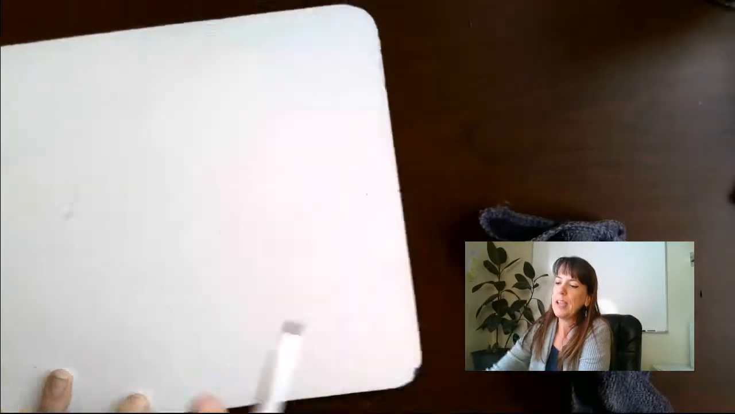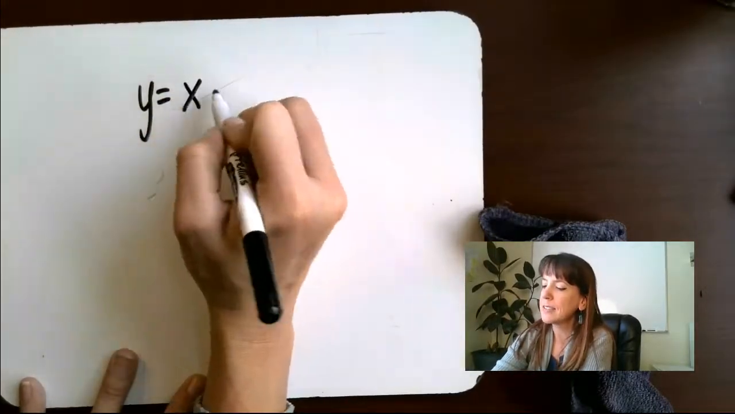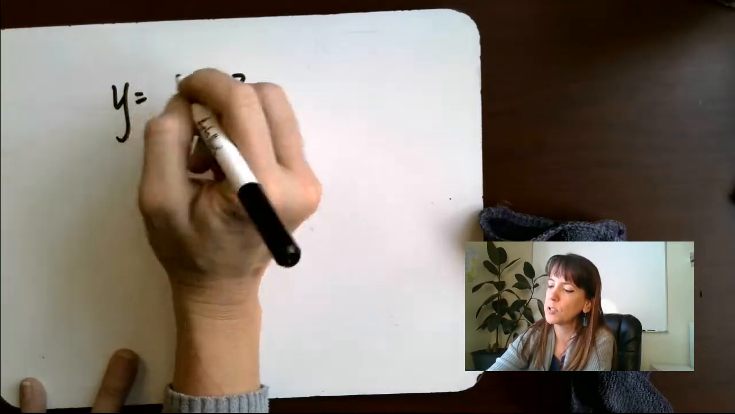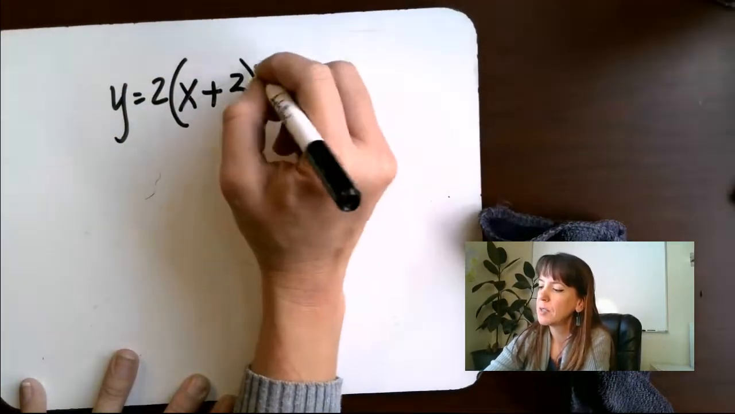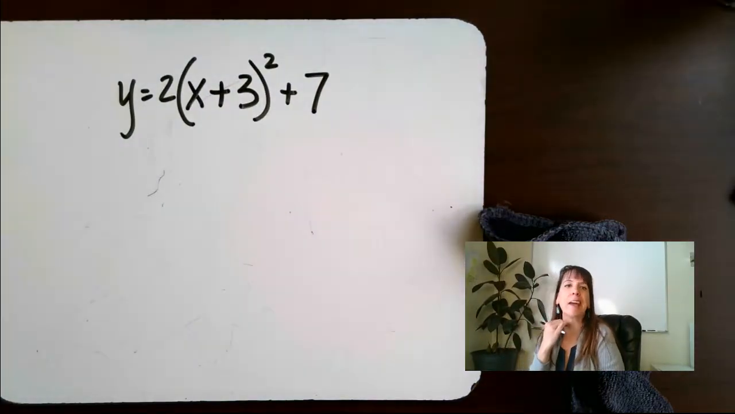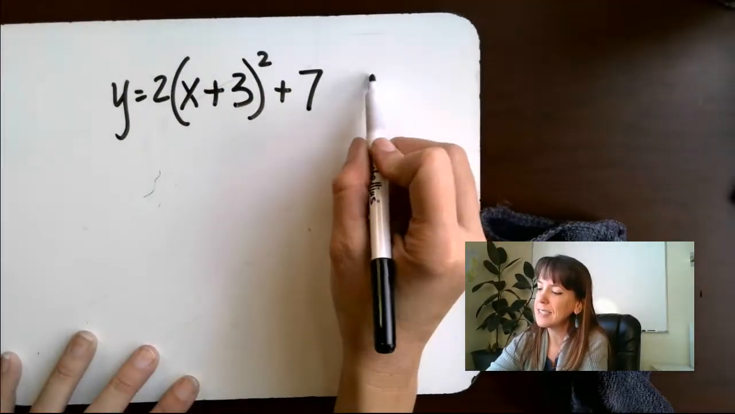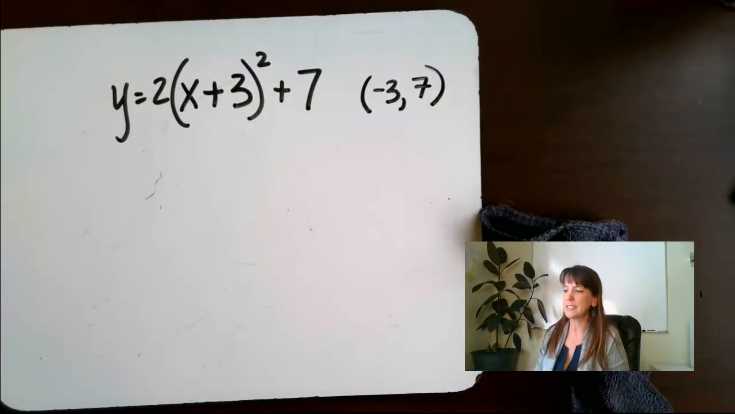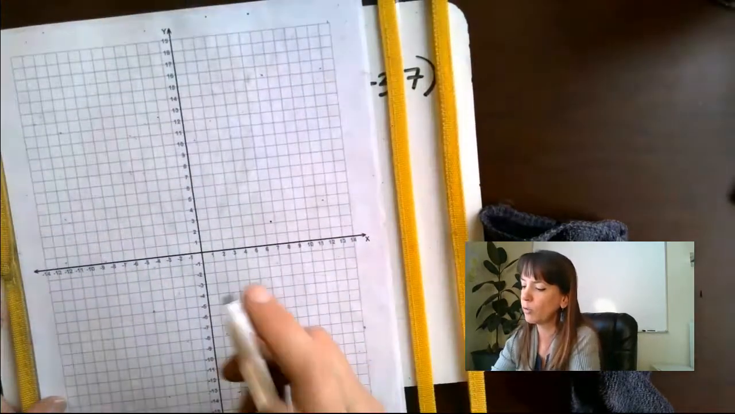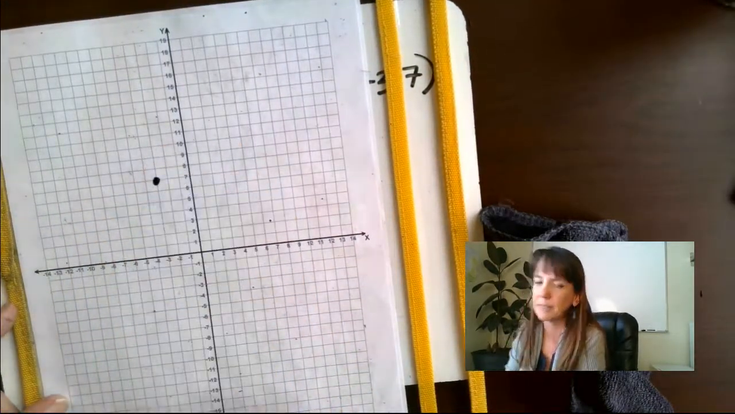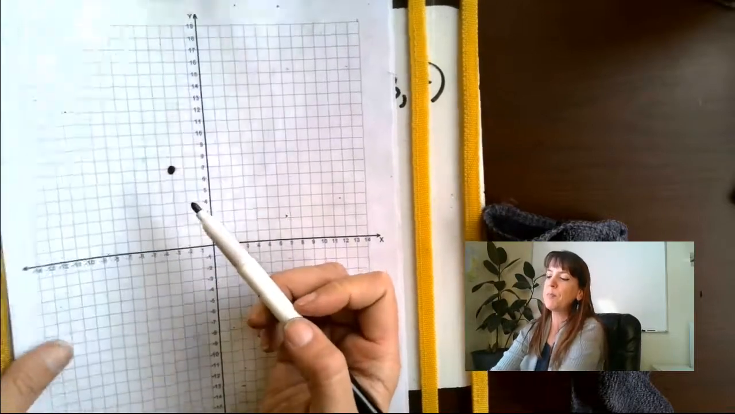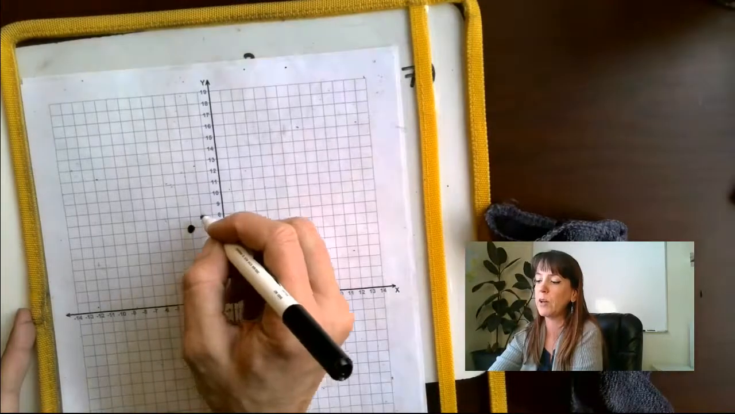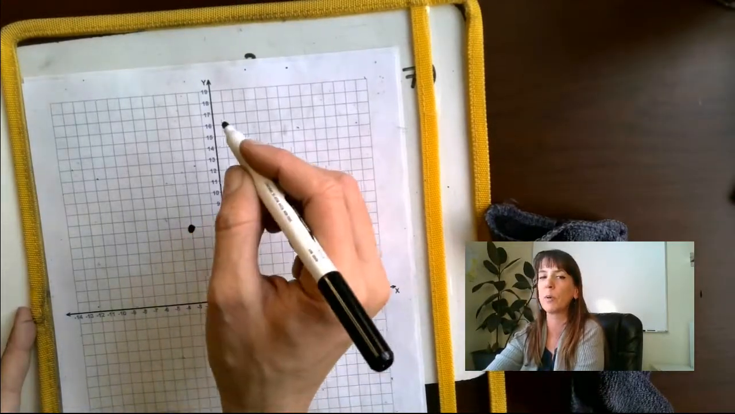All right, so if you get something like this, y equals 2 times (x plus 3) squared plus 7, okay? What we would know is the opposite of this is negative 3, and the regular number is 7, okay? So we know our vertex is going to be negative 3, 7. So we go over negative 3, up 7 right here, right? So what we can do now, if we did not have an A here, is we would just go over 1, up 1, over 1, up 3, right?